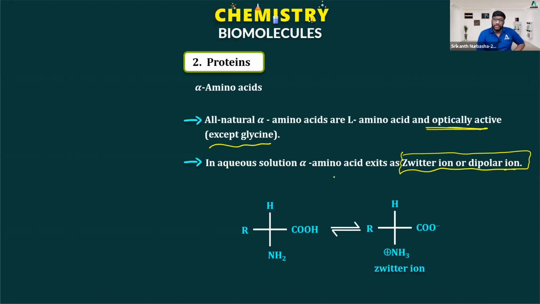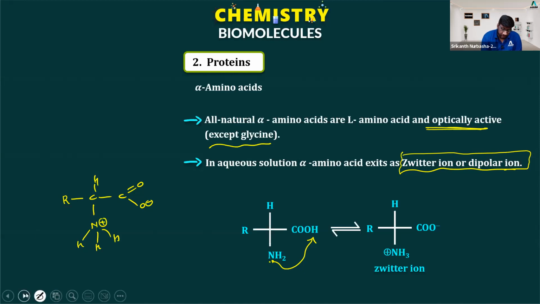Yes, in aqueous solution, alpha amino acids exist as zwitterionic forms. The alkyl group is connected to the carbon, the CH bond is there, and C double bond OH will form C double bond O minus. The lone pair of electrons on nitrogen can pick up this proton. So nitrogen will now have three NH bonds, NH3, and nitrogen will have a positive charge. This is nothing but your zwitterionic form.